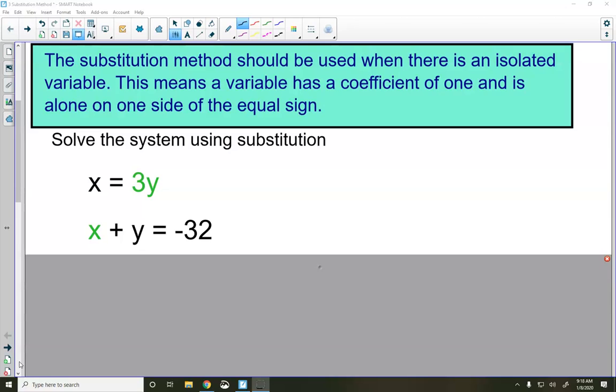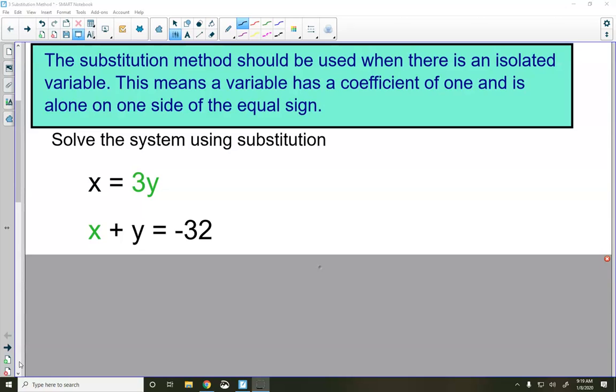I look at the top equation. I have x equals 3y. Well, x is isolated. It has a coefficient of 1, and it's alone on one side of the equal sign. So that means that x is equal to 3y. That means anywhere I see x, I can really replace that with 3y.